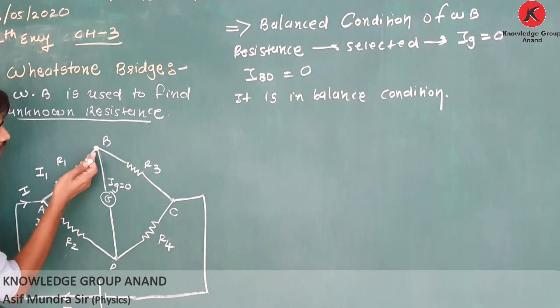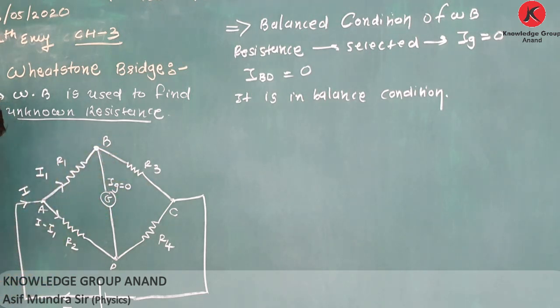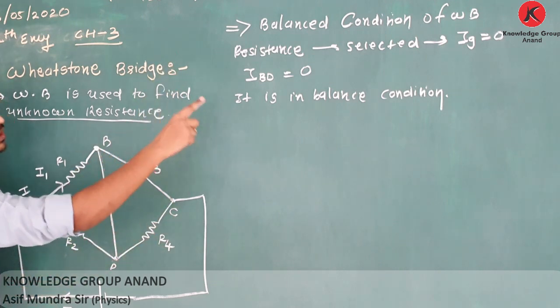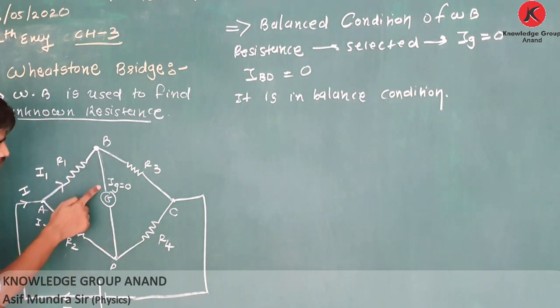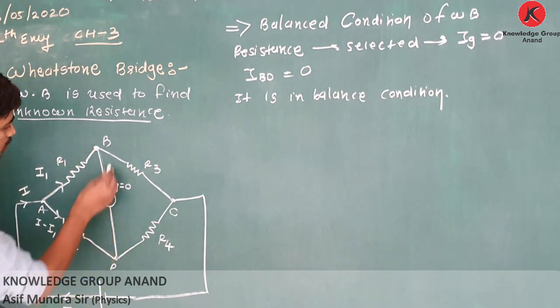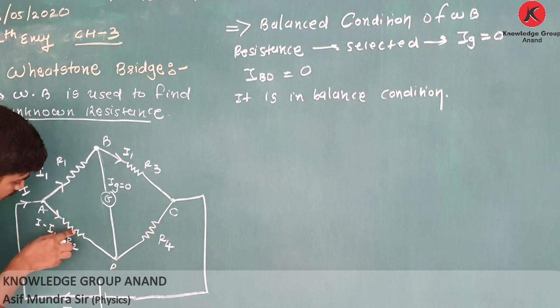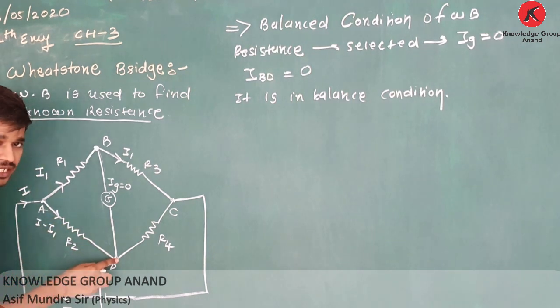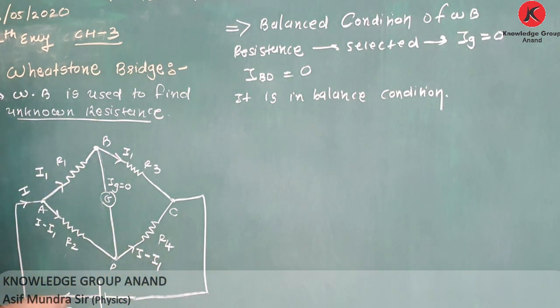Now you can say, sir, again there are two branches, so this I1 is again distributed. But no. In balanced condition of the Wheatstone Bridge, current flowing through this branch is 0. So the total I1 current will move towards point C. Current through this branch is 0. Similarly, at this point, I minus I1, current will not divide. Total I minus I1 current will flow in this direction. Clear? Because current flowing through this is 0.